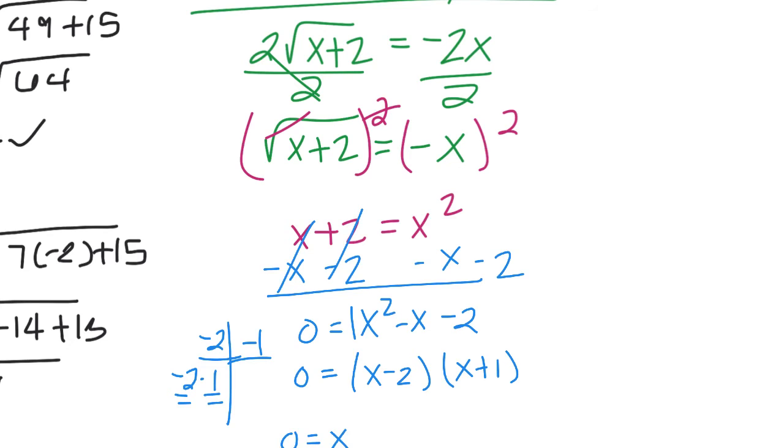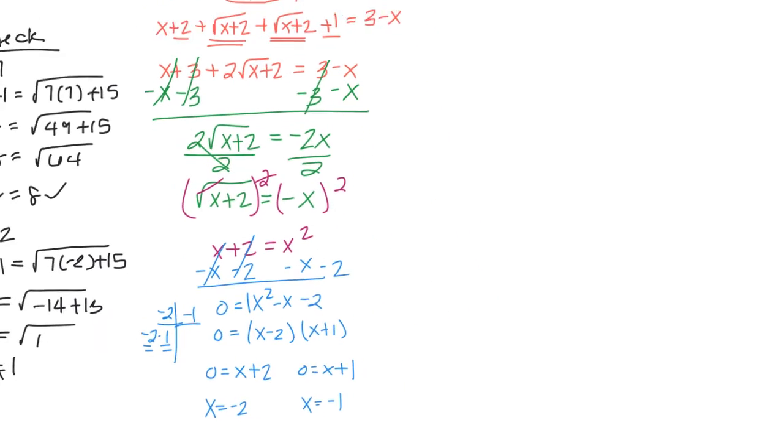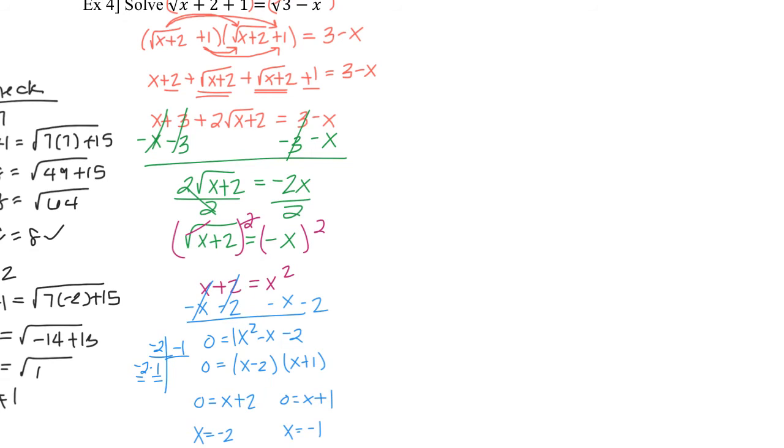Take each factor and set it equal to 0 and solve them individually. So the first one is x equals 2, and the second solution is x equals negative 1. Just like our previous example, we're going to need to make sure we check both of these solutions in our original equation. So we're going to check.